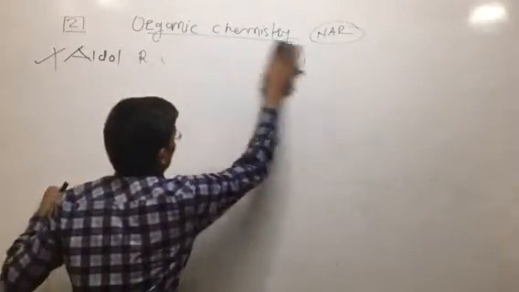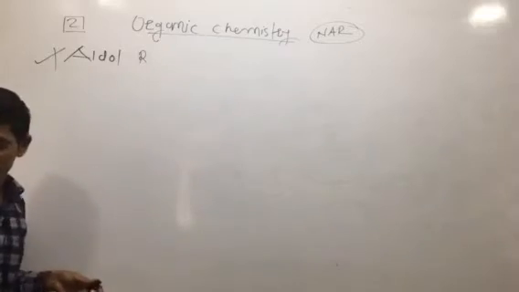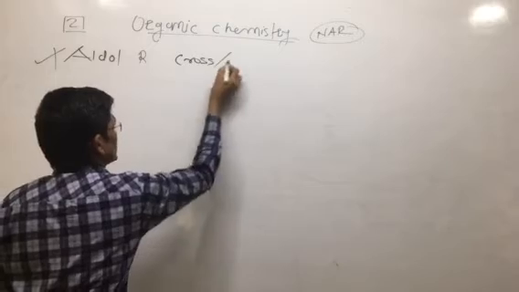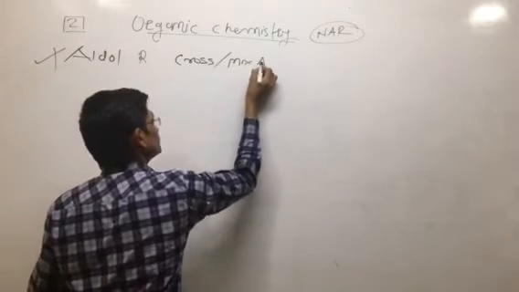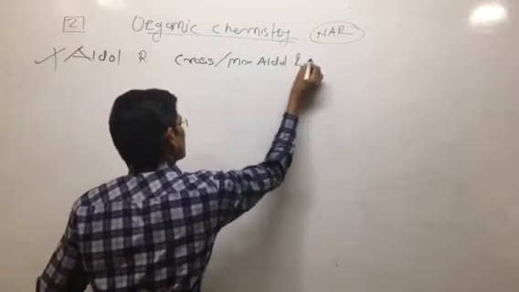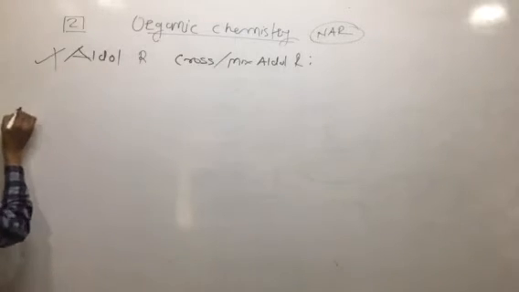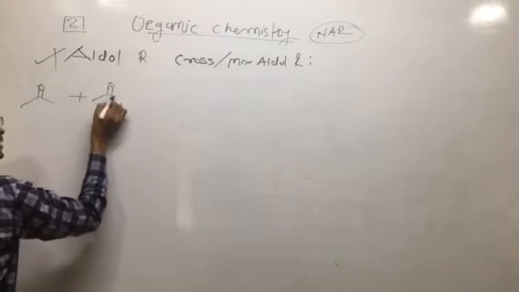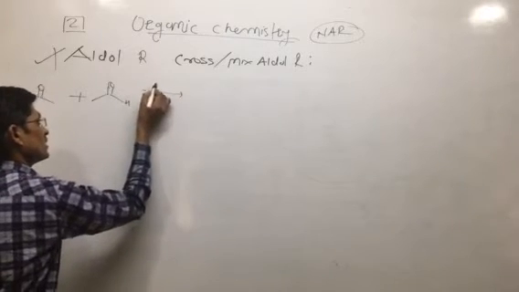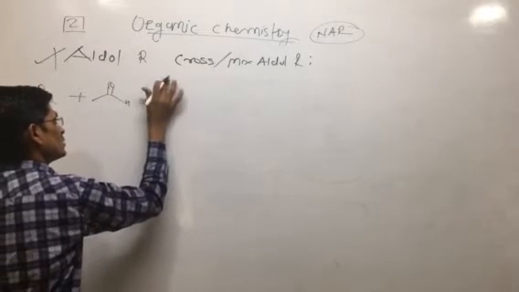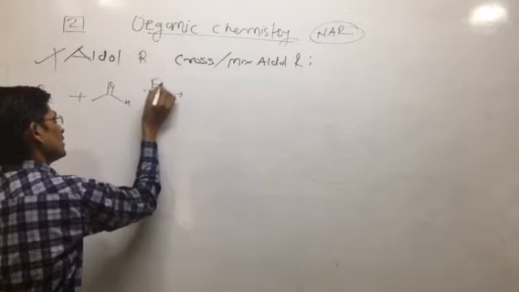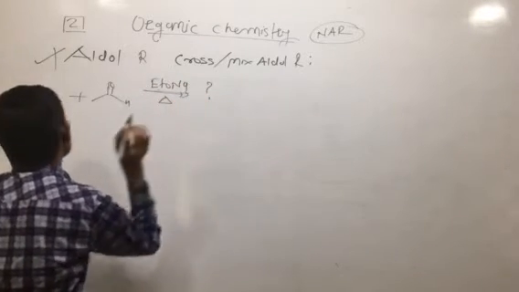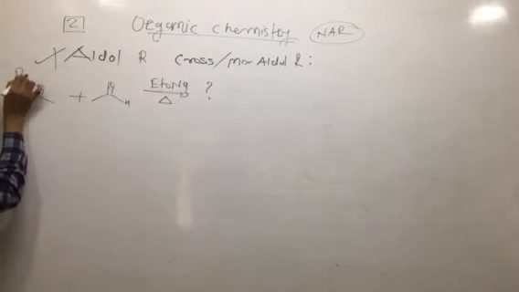In aldol, we write here mixed aldol. So as you can say, mixed aldol or cross aldol, cross or mixed aldol reaction. So what happens here? If the starting reactant molecules are acetone plus aldehyde in the presence of basic condition, that is sodium ethoxide, then what happens? What is the product? As you can say, this is the reaction.